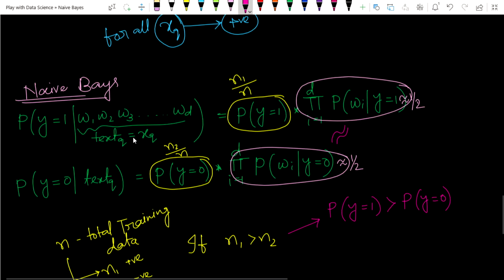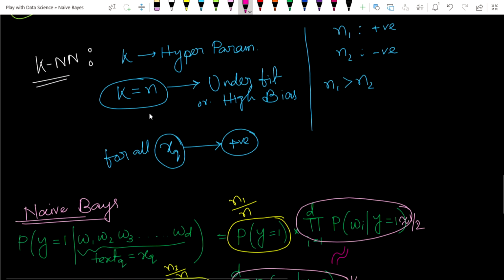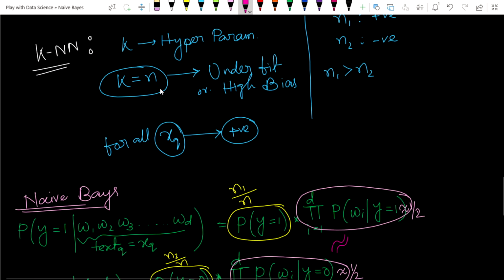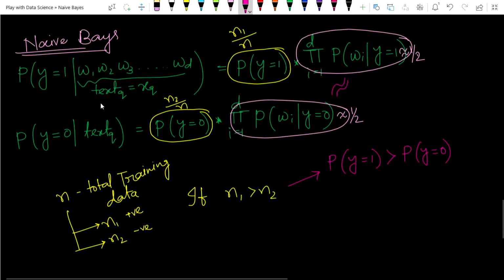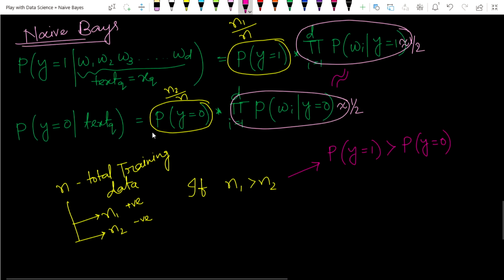The same thing occurs also in KNN. If we have a biased model, then the effect on the query text appears so strongly, because the query text always gets the output of the class in which our data points are larger. These class labels always determine the output for the query point. So we have seen this in KNN as well as in Naive Bayes.